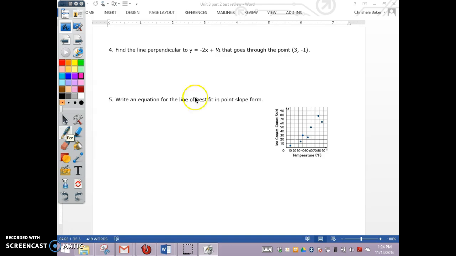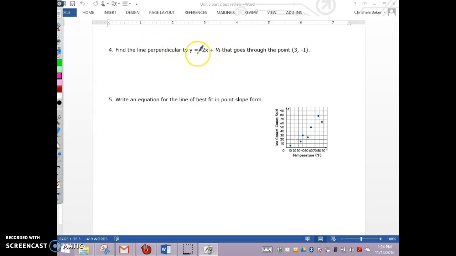All right, number 4 says find the line perpendicular. So I'm going to take the slope, which is negative 2 over 1. I'm going to do the opposite reciprocal, flipping the fraction and changing the sign, which would be positive 1/2. Again, they didn't specify which way to write it, so I'm just going to write it in point slope form.